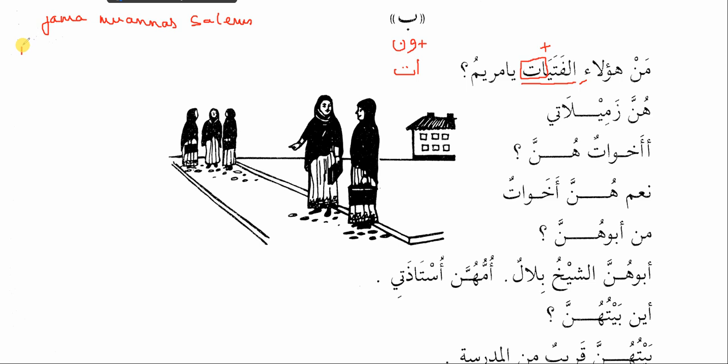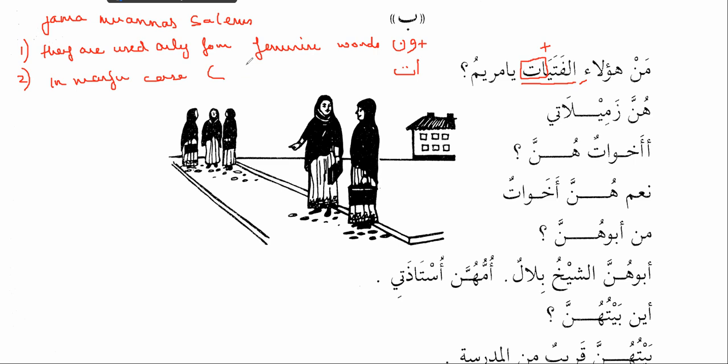And what are the rules for jama muannas? Number one, they are used only for feminine words. Second, it is a bit different from jama muzakkar salim. It will not change to ya, but it remains intact as alif and ta in all the cases. Only the harakas change. In marfu case, you can see a tanween dhamma or a single dhamma. If it's marifa, you will see a single dhamma, or if it's nakira, you will see a tanween dhamma. So you will see a dhamma in marfu case.